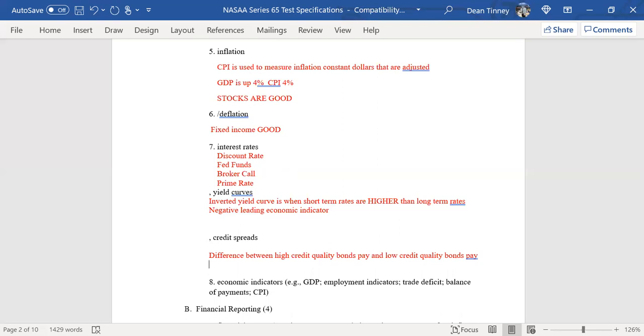And if we see that, for example, the difference between high credit quality bonds and low credit quality bonds is widening, that means people are nervous about the economy. Widening credit spread means they're nervous about the economy. They're selling off their junk bonds, causing the price to go down and the yield to go up, and there's a flight to quality, buying treasuries, causing the price to go up and yields to go down. So we see that yield gap widening. Again, that would be a negative indicator.